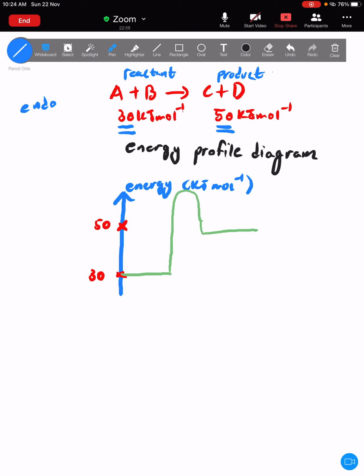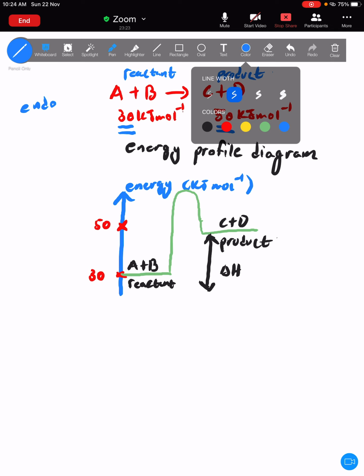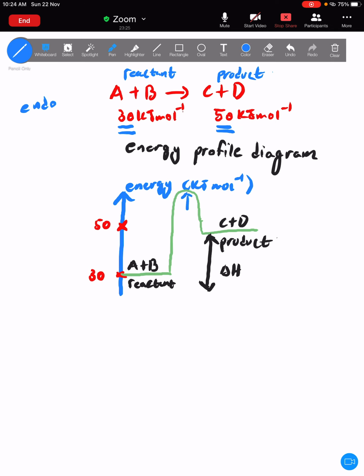Therefore, always remember to label accordingly. This is your A plus B and this is your C plus D. In this case, my dear, this is your reactant and this is your product. Okay, and this will be your delta H value. In addition, the EA will be this much. This is your EA.